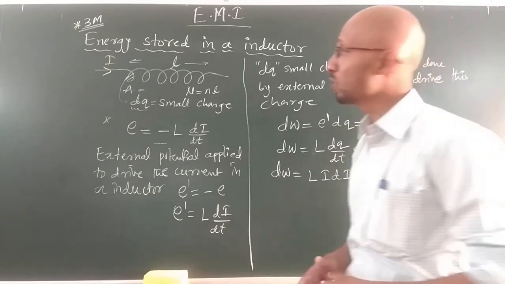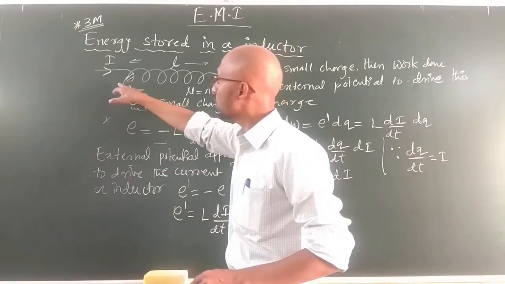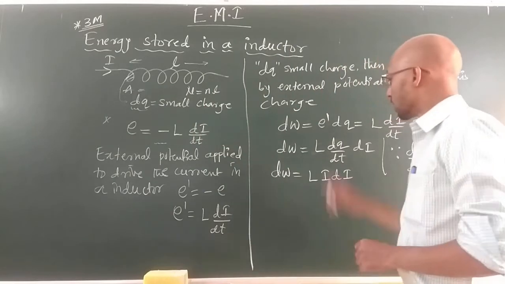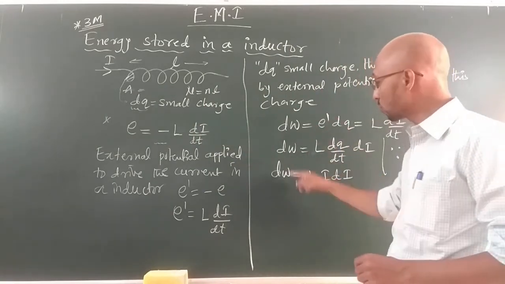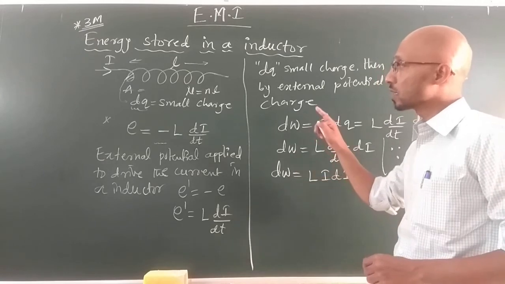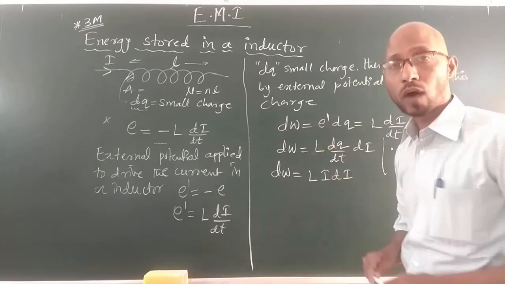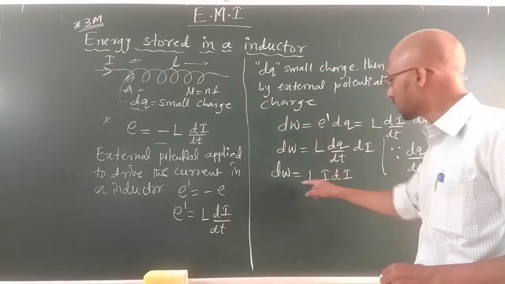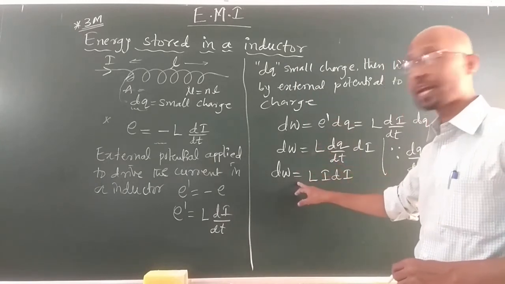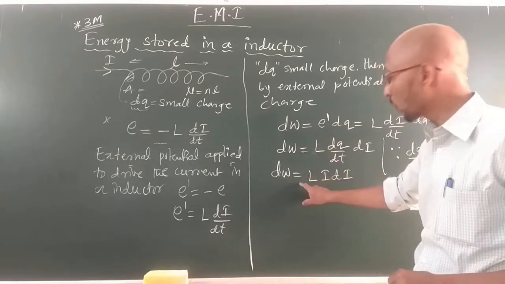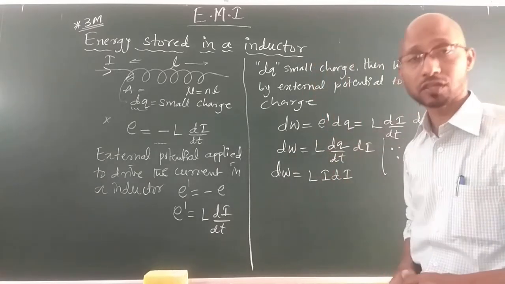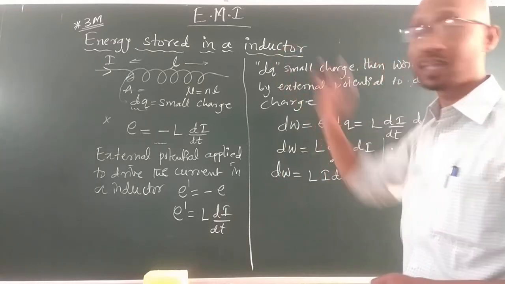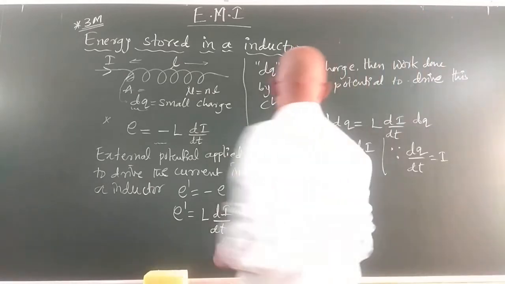When will the current reach its maximum value? When all the charges are driven from this point to this point, to this point. Hence, to determine that, what do I have to do? The total work done required to reach the maximum current in an inductor is obtained by integrating the above equation. We get the total work done equation for reaching maximum current in an inductor.